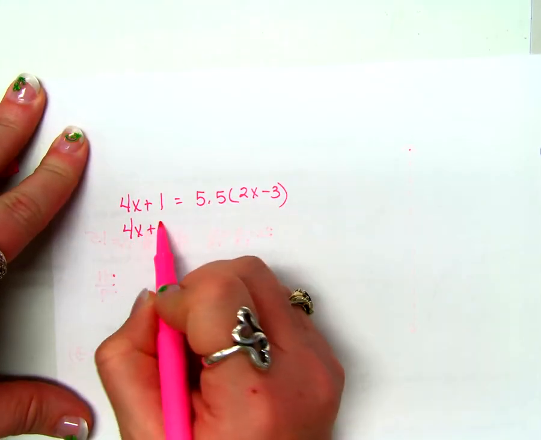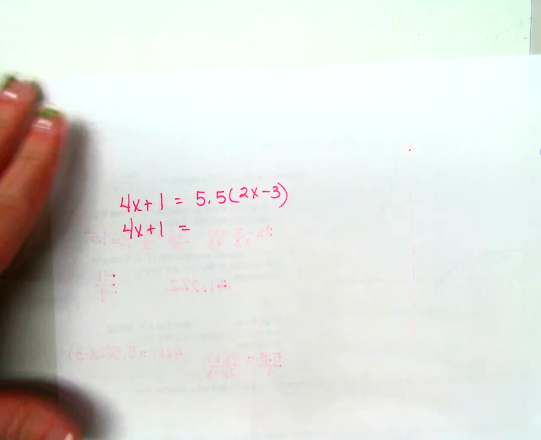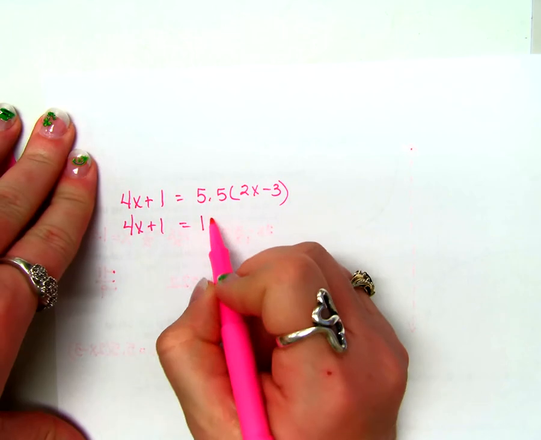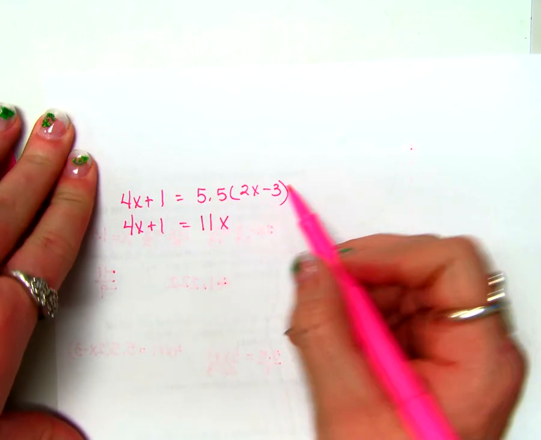We want to distribute on the right hand side. So what's 5.5 times 2? Guys, what's 5 times 2? 10, right? Okay, so we know it's somewhere around there. It's 11x. What's 5.5 times 3?